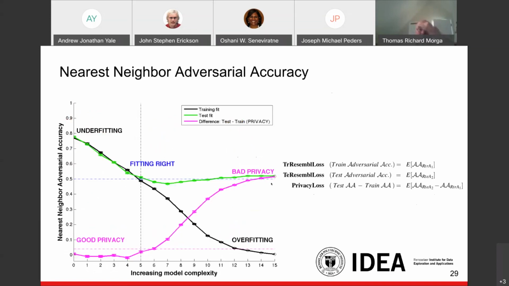Again, looking over time as you fit your model, the left model was poor, we have good privacy, but our resemblance is poor. As we get to our ideal point where we're fitting properly, we have 0.5 for both, and we have low privacy loss. But then as you overfit, you start to lose your privacy as well as overfit to the data.